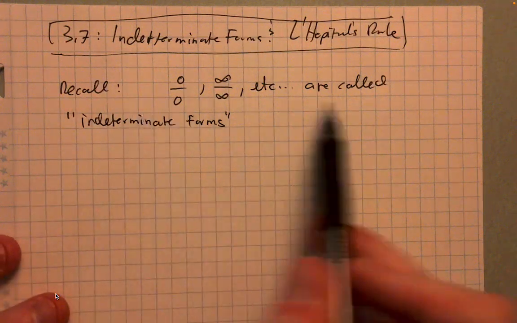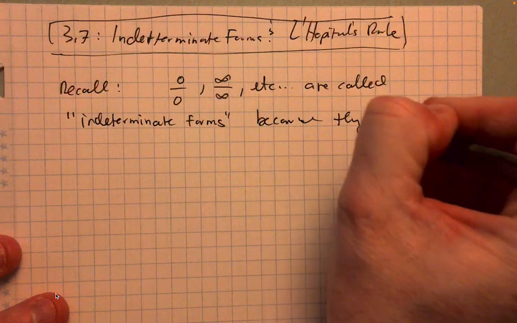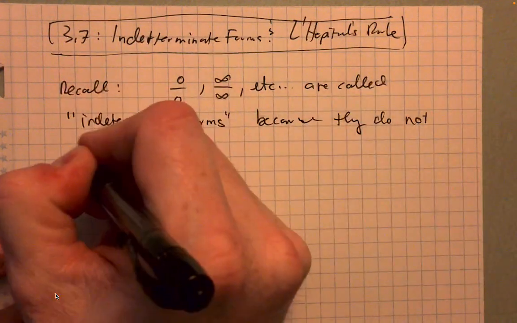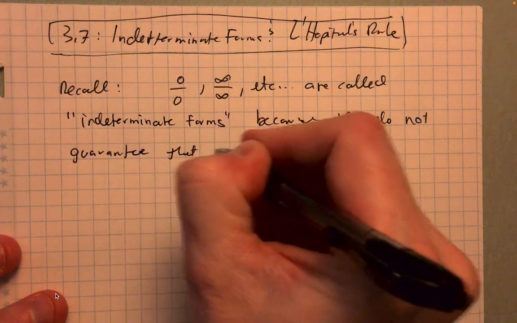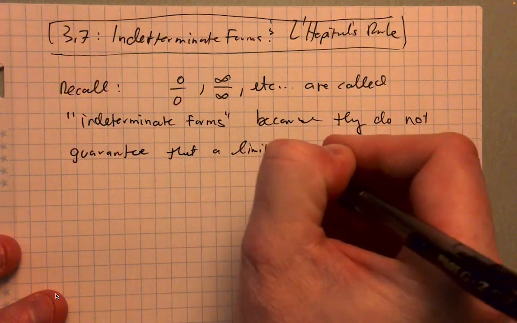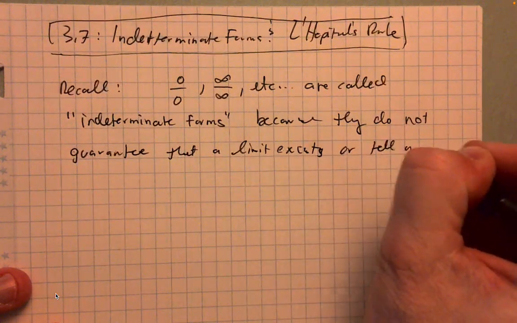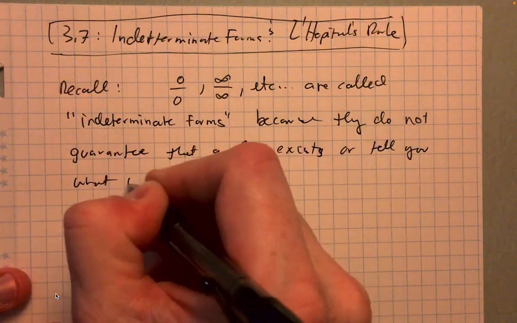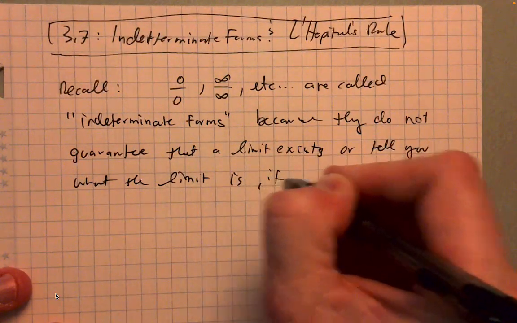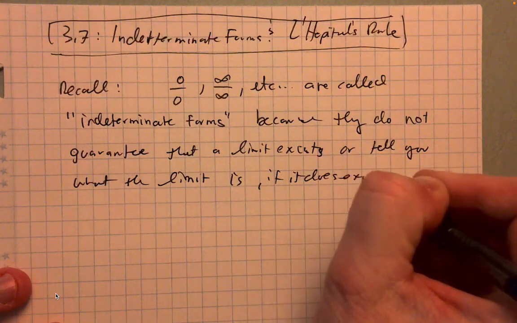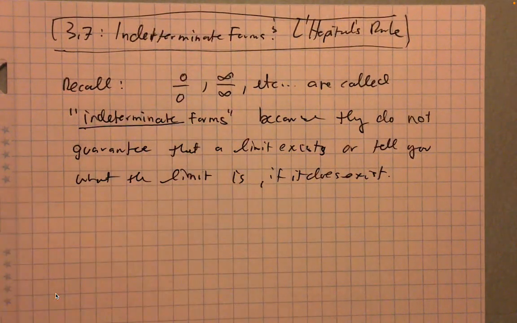Right? So these are called indeterminate forms because they do not guarantee that a limit exists or tell you what the limit is if it does exist. Okay, so that's the key word there, indeterminate.